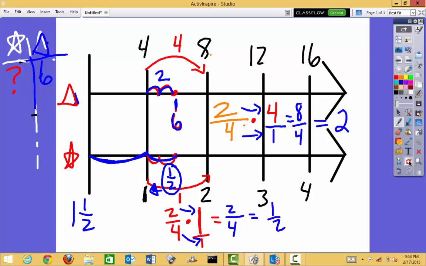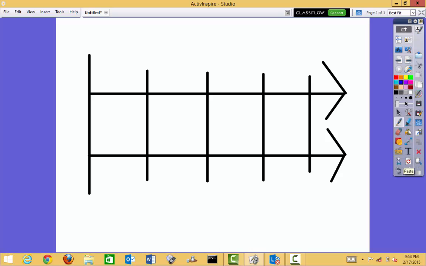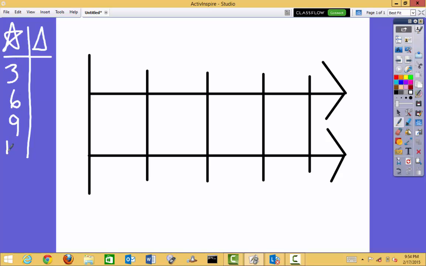Okay, let's try another one. Here's my clean board. Now, I'm going to have the same thing. I'm going to have stars and triangles, but this time I'm going to have 3, 6, 9, 12 stars, and I'm going to have 5, 10, 15, 20 triangles. So what I'm going to do is label my number line. So here's going to be my stars. Here will be my triangles this time. And I'm going to label it.